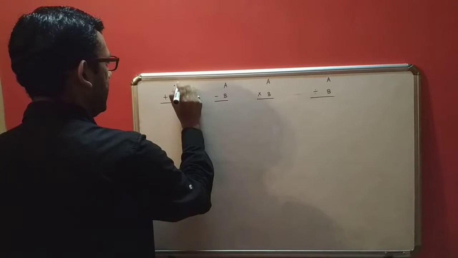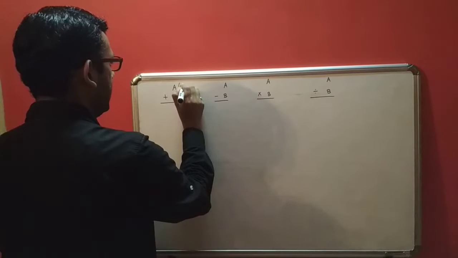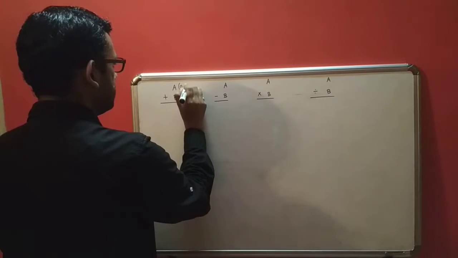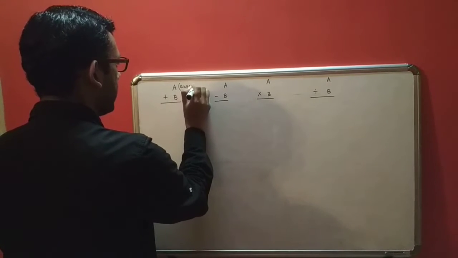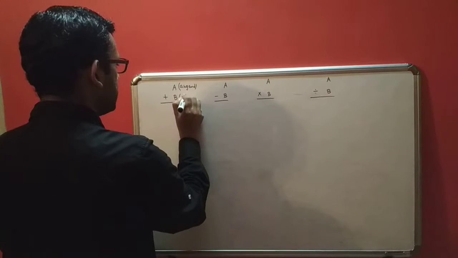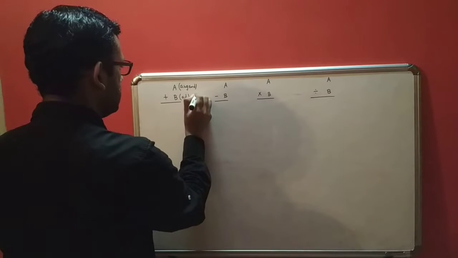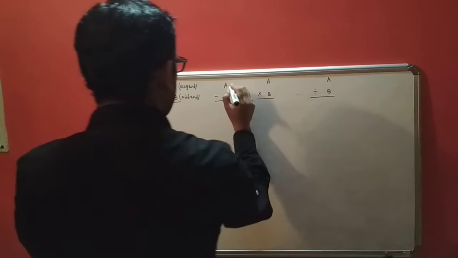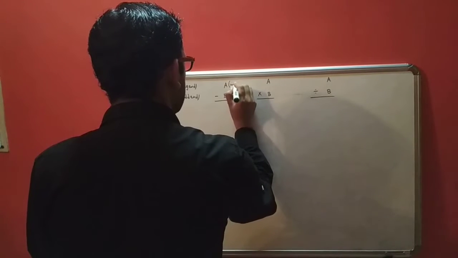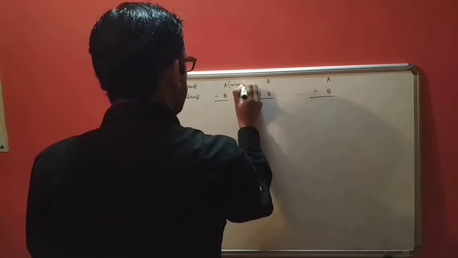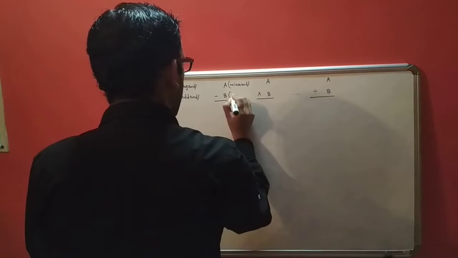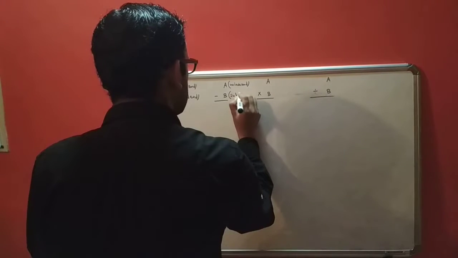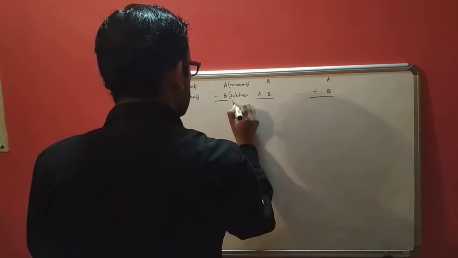Here in A plus B, in addition, we have A as our augend and B as our addend. Here A is the minuend and B is the subtrahend.